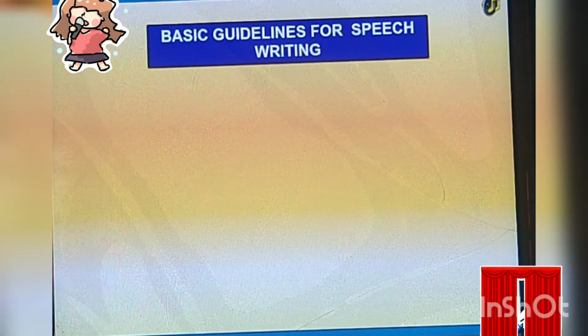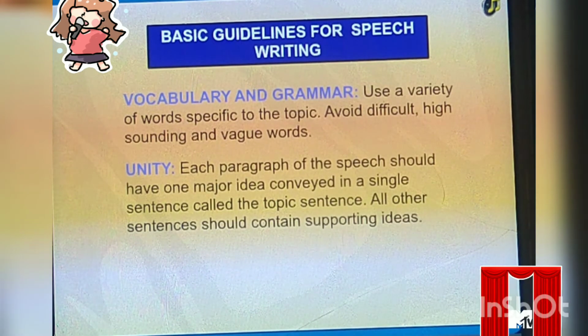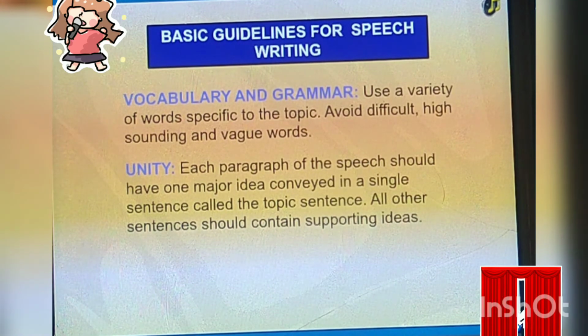Basic guidelines for speech writing, children. This is very important. Please remember, note down vocabulary and grammar. Use a variety of words specific to the topic. Avoid difficult, high sounding and vague words. Otherwise, what will happen if you use very difficult words? Your audience will not be able to understand.